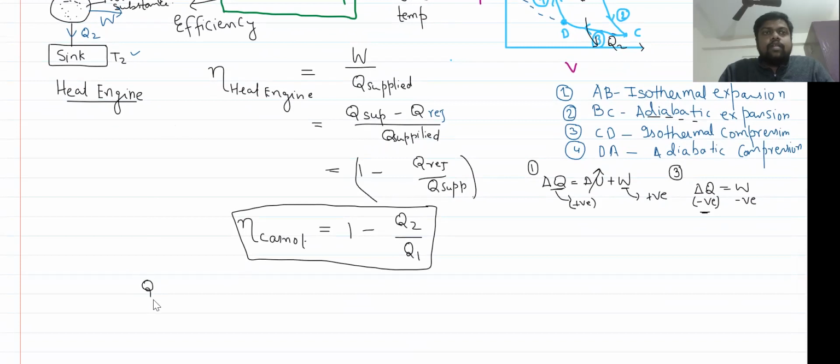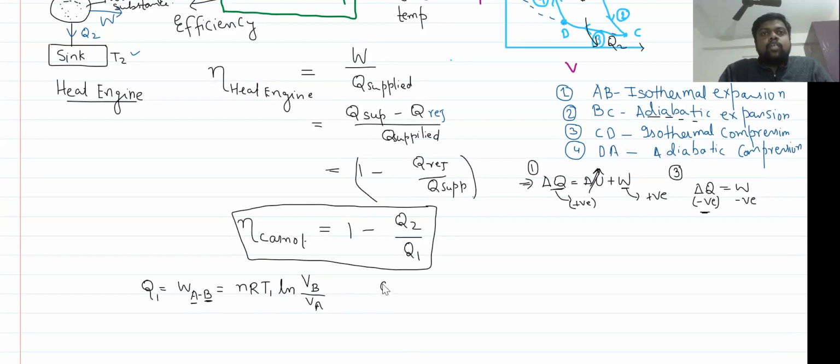Q1 will be equal to work done in the first process, that is A to B. Now we have written delta Q is equal to work done, because delta U is 0. Work done in an isothermal process we know is nRT; the temperature throughout A to B is T1, so T1 into ln of volume. We write final volume B, so VB by initial volume A, so VA.